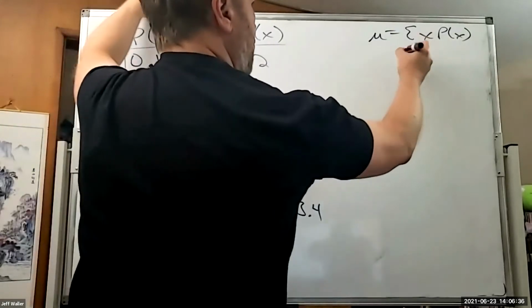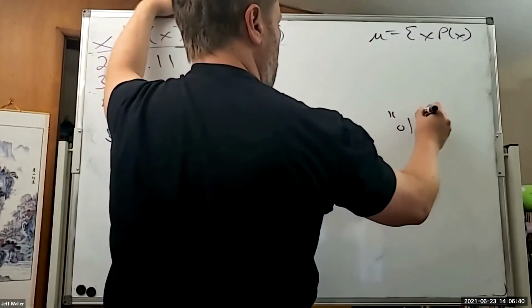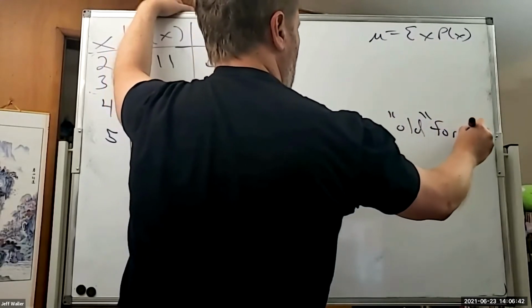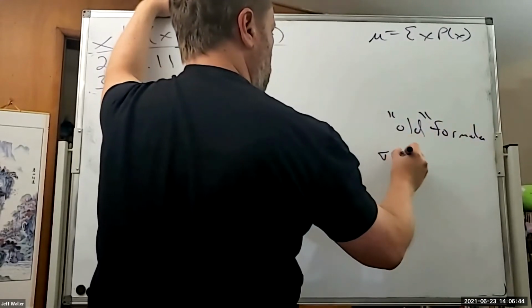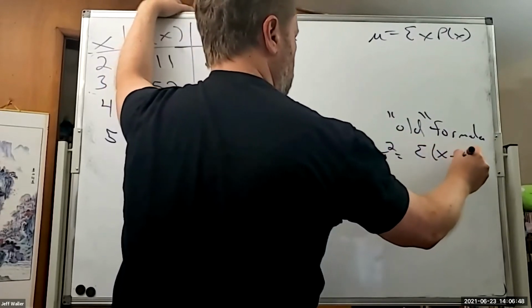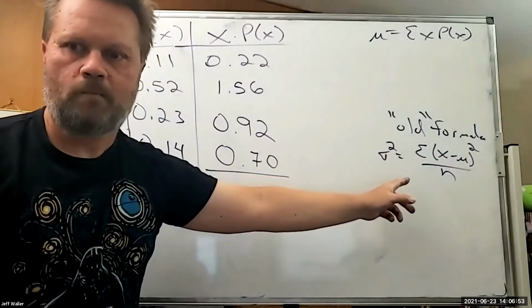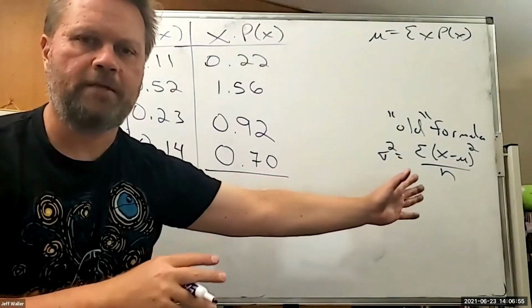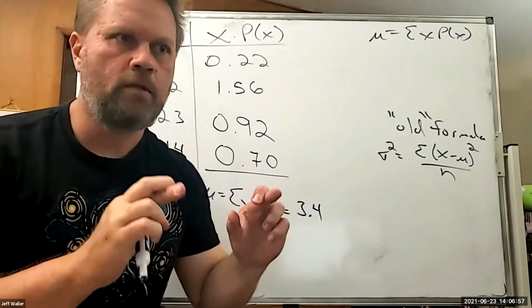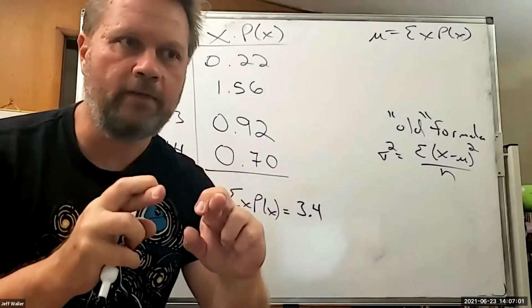And what's the old formula for standard deviation? Let's say variance. It's this. You guys remember that? Remember this little thing?